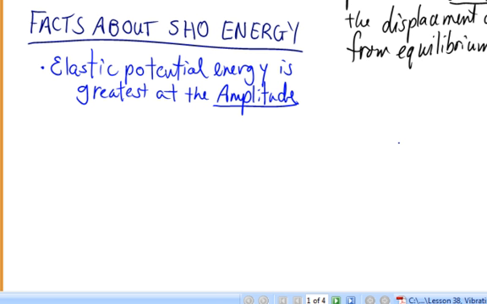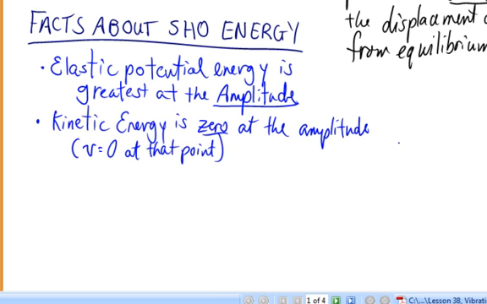So at that point, there is no kinetic energy at the amplitude. Likewise, for a simple harmonic oscillator that's oscillating horizontally, we can say that there is no elastic potential energy at the equilibrium position, because the spring is neither compressed nor stretched. So the elastic potential energy at the equilibrium position is 0.